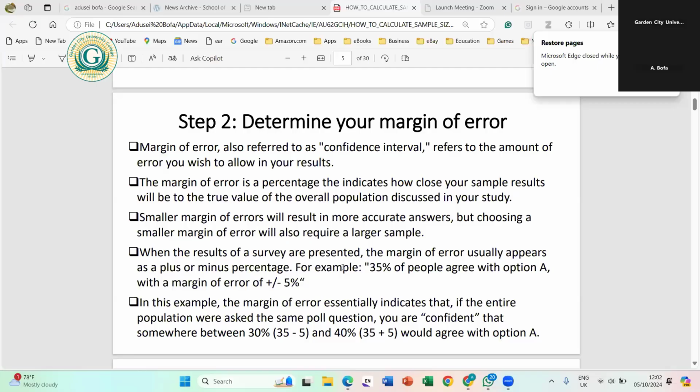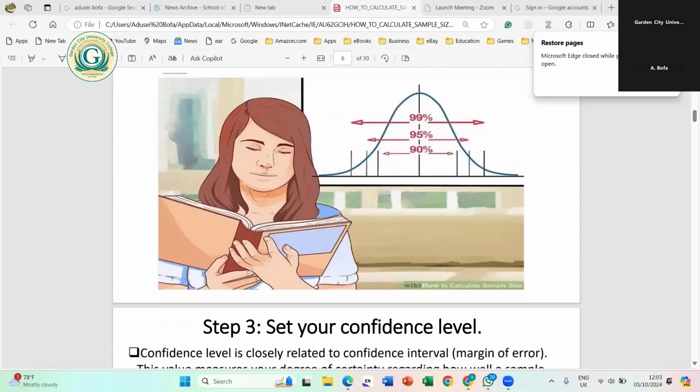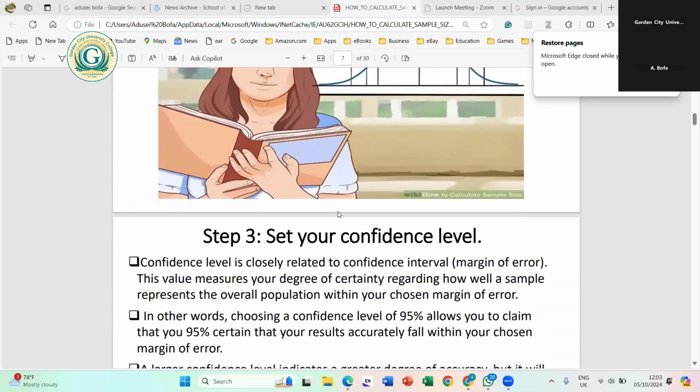Okay. So in most cases, most researchers use 5% margin of error, and that is 0.05. So you, the researcher, determine your margin of error pertaining to your research. Nobody will come and tell you to use this or that, but you have to justify why you are using your margin of error. So then the next is what we refer to as the confidence level.